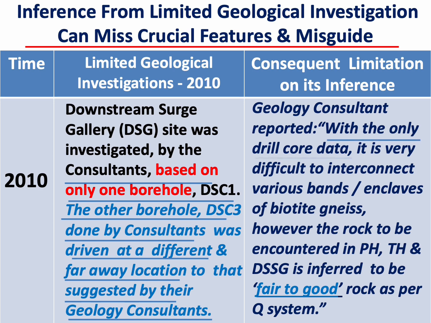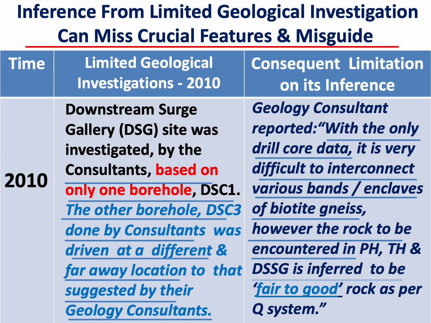Geology consultant reported, with the only drill core data of DSC-1, it is very difficult to interconnect various bands and enclaves of biotite gneiss. However, the rock to be encountered in powerhouse, transformer hall, and downstream surge gallery is inferred to be fair to good rock as per Q system.